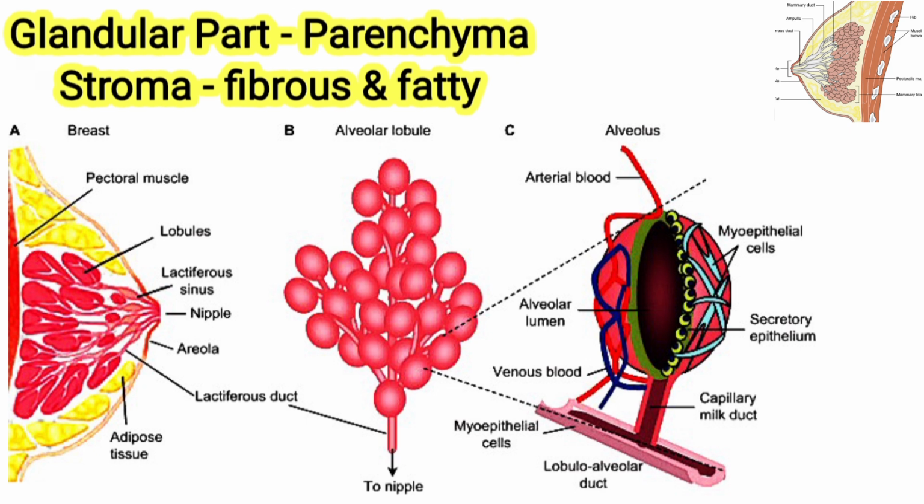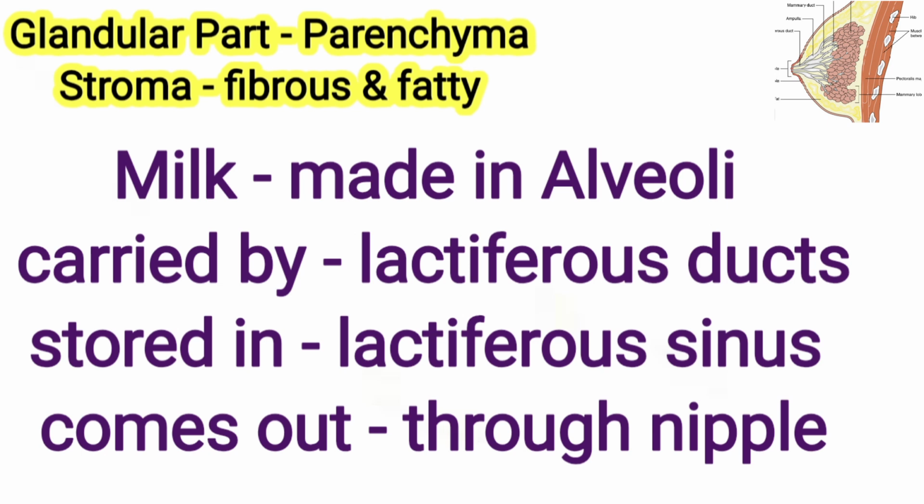Then lactiferous ducts. They are nothing but milk pipes. These are tubes that carry milk from the alveoli towards the nipple. Think milk transport pipes. Then lactiferous sinus, milk storage room. Near the nipple, the duct becomes slightly wider and stores a small amount of milk before feeding. So think like this, a small milk storage tank. So how will you remember? Milk is made in alveoli, carried by lactiferous ducts, stored briefly in lactiferous sinus, then comes out through nipple.